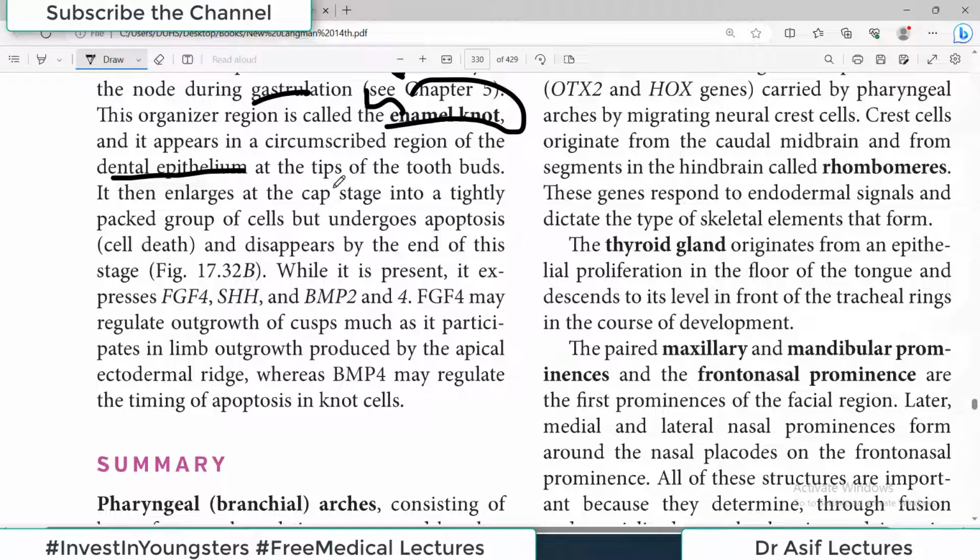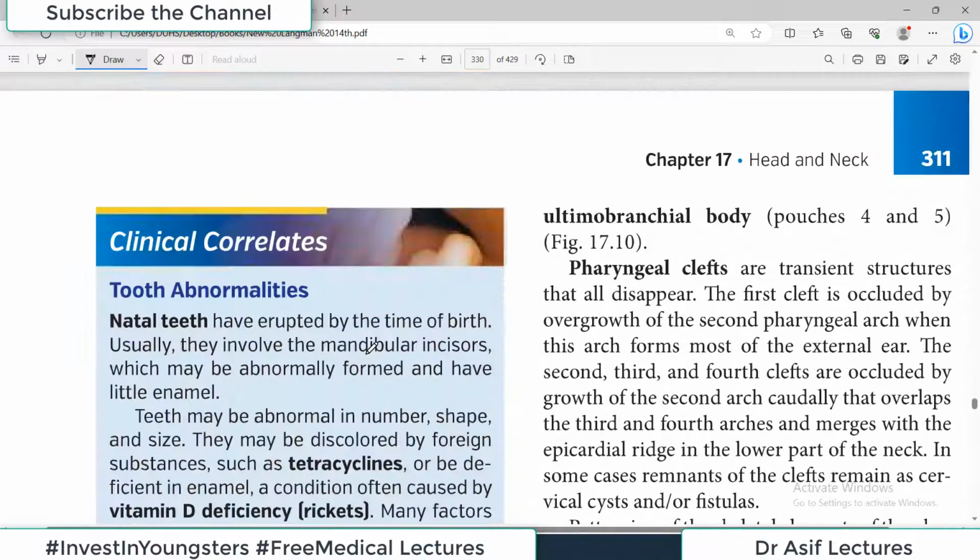Now the enamel knot enlarges at the cap stage into a tightly packed group of cells, but it undergoes apoptosis and disappears by the end of this stage. While it is present, it expresses FGF4, sonic hedgehog, BMP2, as well as 4. FGF4 may regulate outgrowth of the cusps, much as it participates in the limb growth produced by the apical ectodermal ridge. So these are all theories that we think happens. Exactly what happens, we don't know.